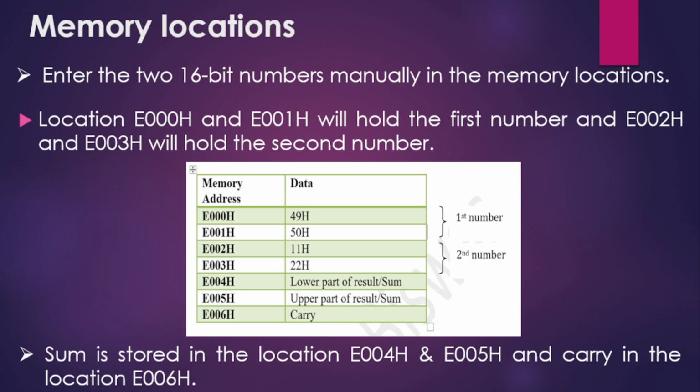The first number should be placed at addresses E000 hex and E001 hex, while the second number occupies E002 hex and E003 hex. After execution, the resulting sum is stored at locations E004 hex and E005 hex, with the carry saved at E006 hex. The accompanying diagram illustrates arbitrary data for reference. Different values are used later in the video to clarify the explanation.